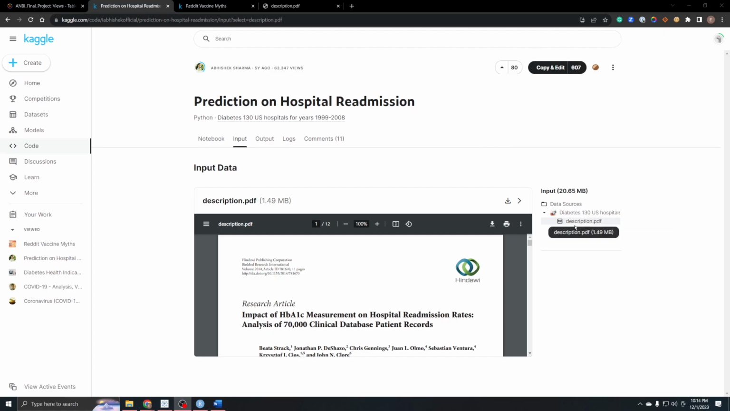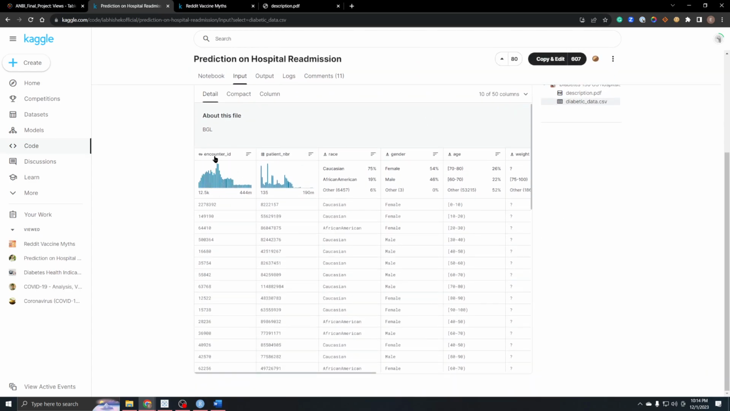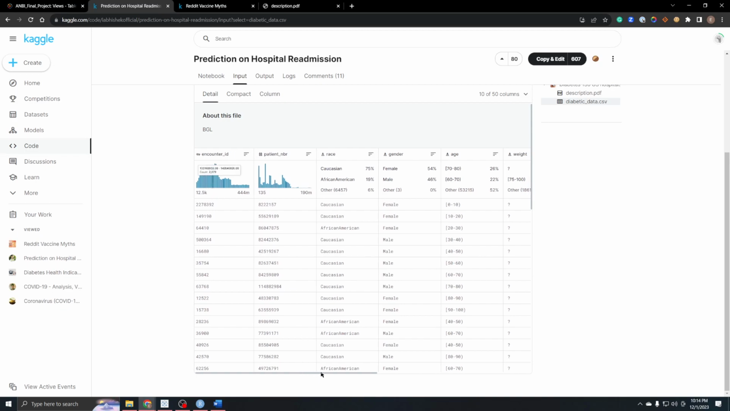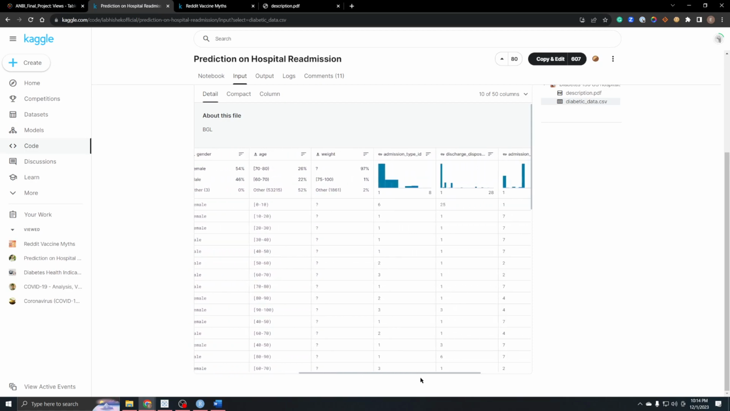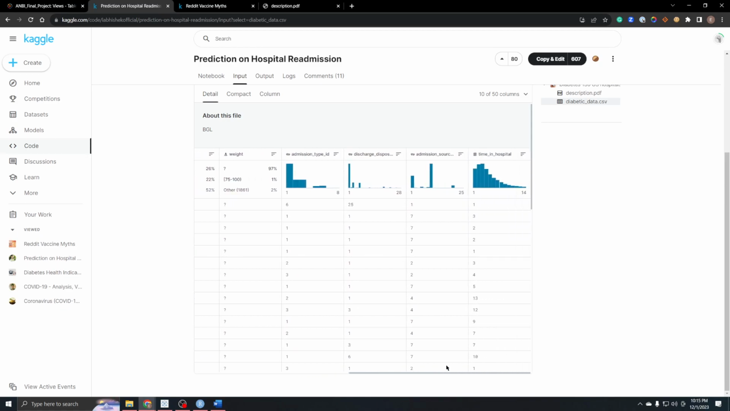Let's go ahead and take a look at this data set though here real quick. So here we have just some generic patient number and counter numbers. They also group the data by race, gender, age, and weight. Unfortunately, weight is missing about 97% of the entries, so when I actually use this data in R, I just dropped weight entirely, as it wasn't useful at that point. Admission type ID, discharge disposition, admission source, and time in hospital.